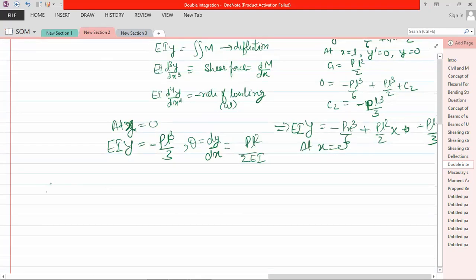Now the second question is, suppose the same cantilever, if I am applying a load at some other point. Suppose I am applying it at the end point. Now I am applying the load at this point, and suppose this is A, B and C. I have to solve for y at C and theta at C. What is the value of this?